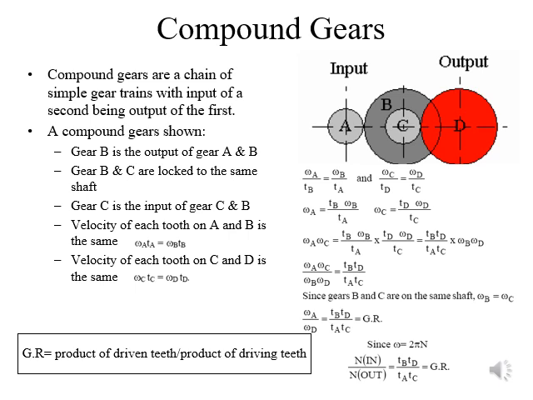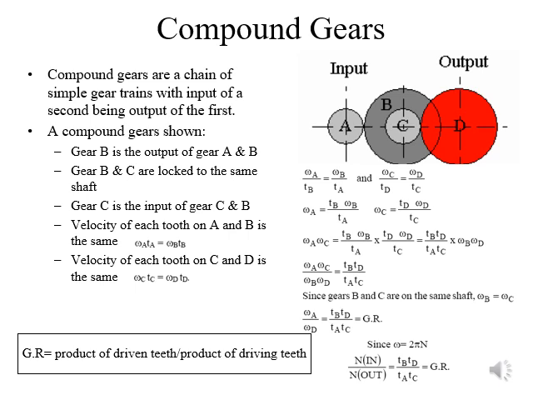So you can rederive this equation into omega A is equivalent to TB omega B divided by TA, and omega C. And then you multiply together omega A times omega C, so that you can get this equation: omega A times omega C divided by omega B times omega D is equivalent to TB times TD divided by TA times TC. In this case, since gear B and C are on the same shaft, omega B and omega C should be the same.